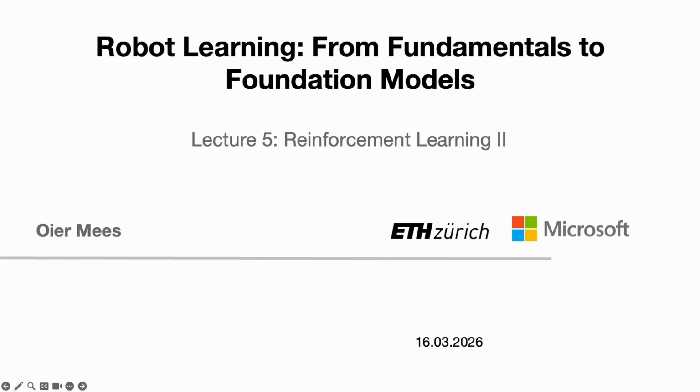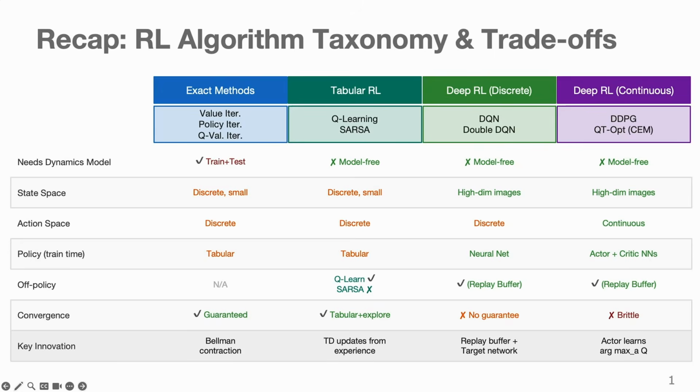Today we will continue talking about reinforcement learning. Maybe first let's start with a bit of a recap from last week. Last week we first introduced some exact methods like value iteration, policy iteration, Q iteration, very beautiful algorithms with guaranteed convergence via the Bellman contraction.